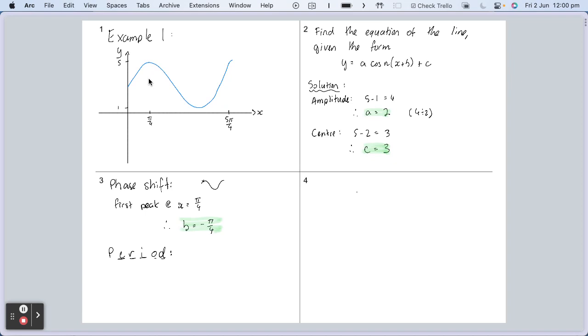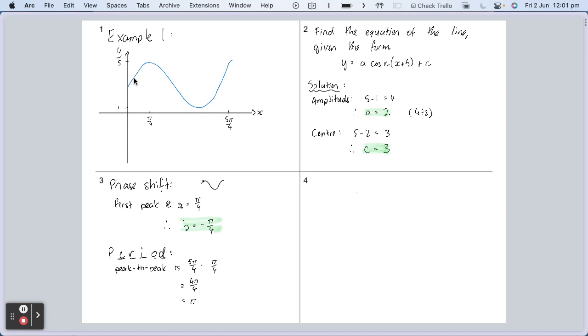So the period. So what I do is I go peak to peak. Two peaks challenge. Peak to peak is, and so the next peak along was 5 pi on 4. Subtract pi on 4. So I'm getting the length. So that equals 4 pi on 4, which is equal to pi. So that is the period. The period is pi. It's not the value of n, but it is the length of the period.